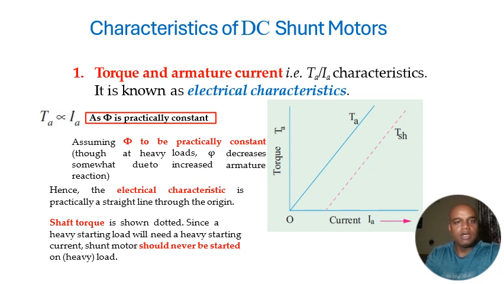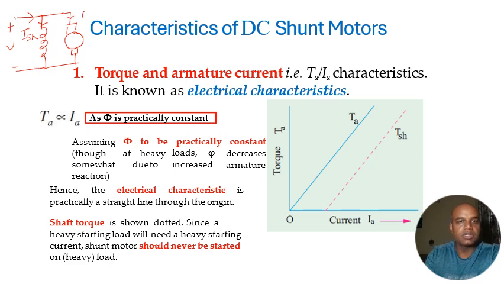Firstly, we'll take the DC shunt motor. We know that in the DC shunt motor, the field winding is placed in parallel with the armature winding, and its circuit diagram looks like this. If I'm giving a supply, so this supply will have the shunt winding, which is a field winding, and in parallel we have the armature winding. This is your applied voltage, this is the field current going into the field winding, and this is the armature current.